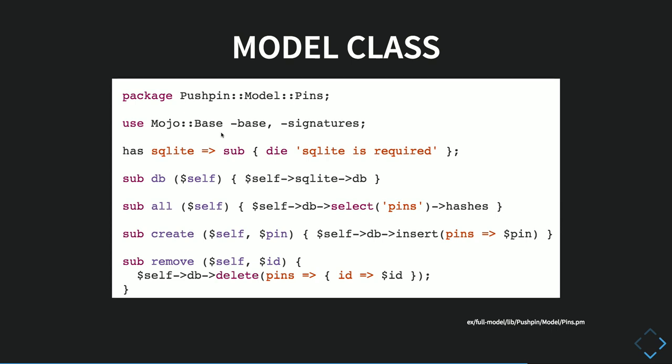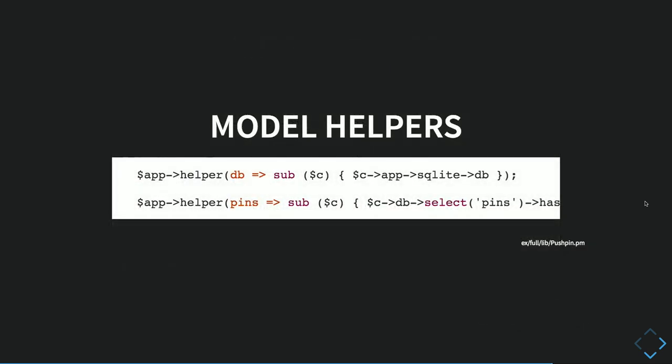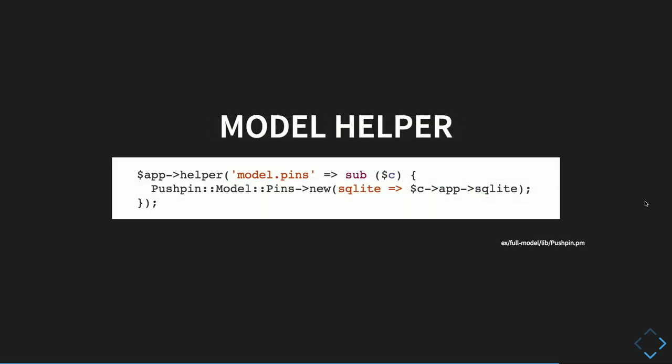We have the SQLite as a required attribute. So I've just done it as a very simple die if the user hasn't given us SQLite. And I'm going to keep around this little shortcut to pull out a database, if only just to make the width of the methods wide enough for the screen. And of course, we have the remaining three methods that we had before, basically. But now we don't need the original model helpers. We need a different model helper. We need a model helper that gives us a new instance of the model and gives it the SQLite connection from the application.